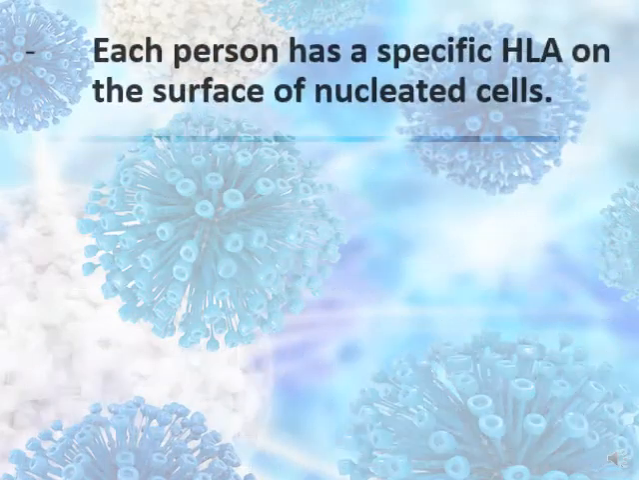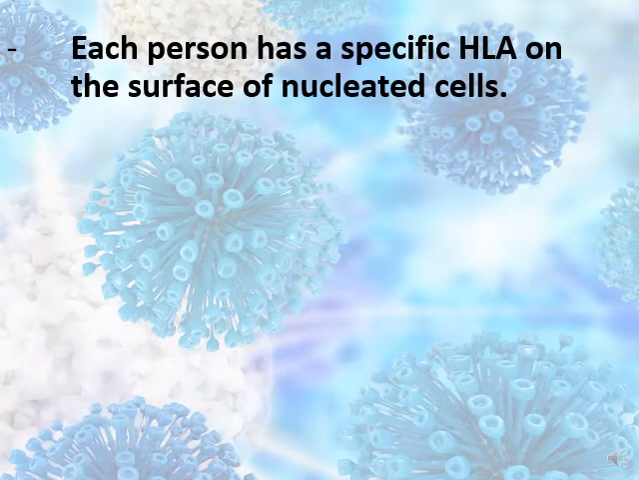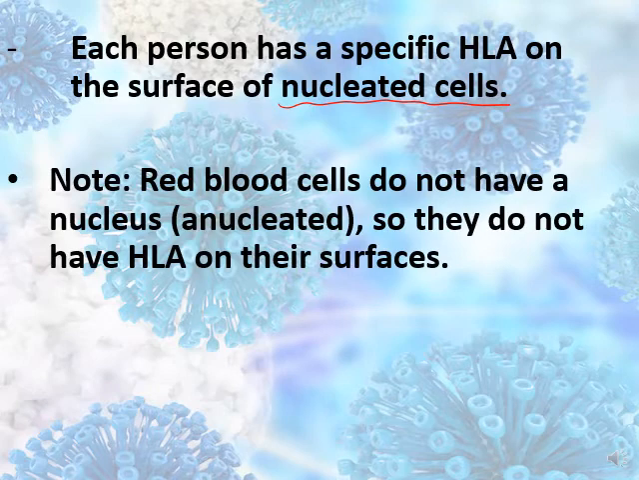Move now. Some notes about the HLA. Each person has a specific HLA on the surface of nucleated cells, the cells that have nucleus. But wait a moment, we have special types of cells. They don't have nucleus inside our body. What do we call them? They are the red blood cells. The RBCs, red blood cells.